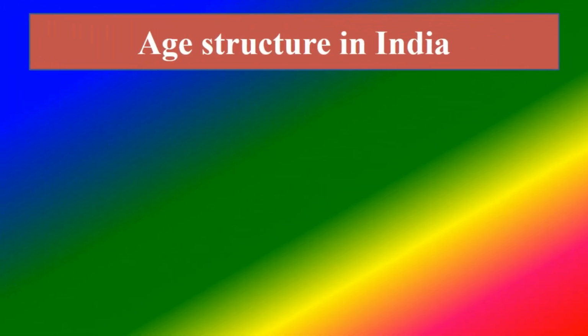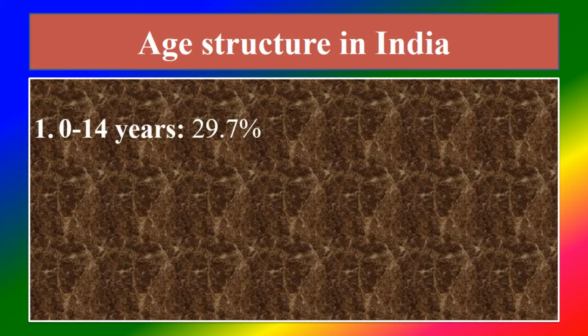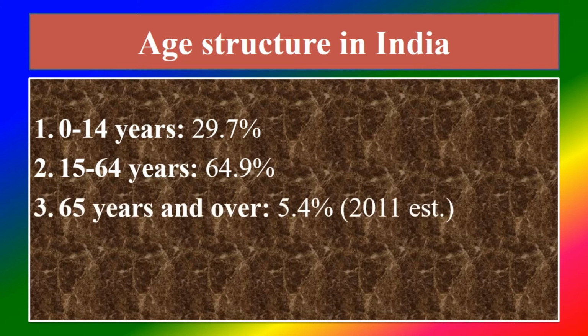Age structure in India. First, 0 to 14 years, 29.7%. Second, 15 to 64 years, 64.9%. Third, 65 years and above, 5.4% according to 2011.